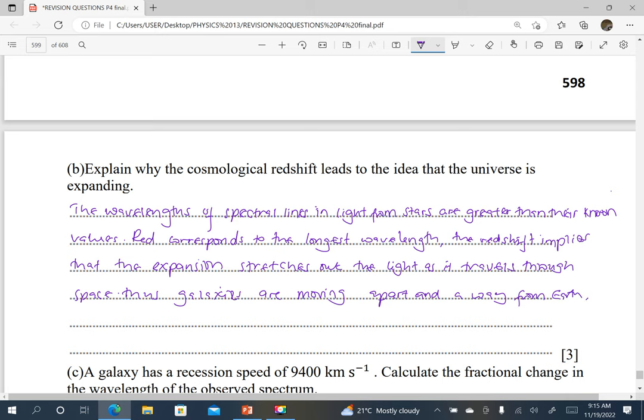What is very important to note is that the more redshifted light from a galaxy is, the farther it is getting.